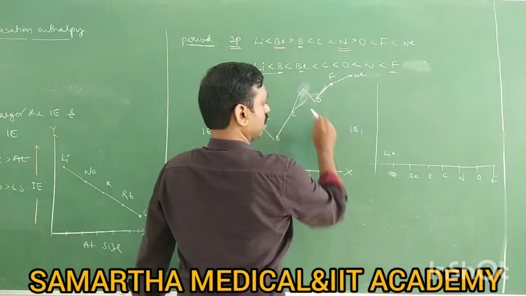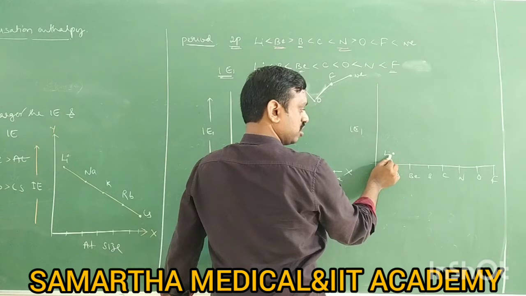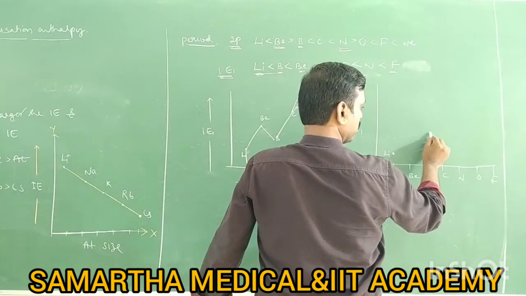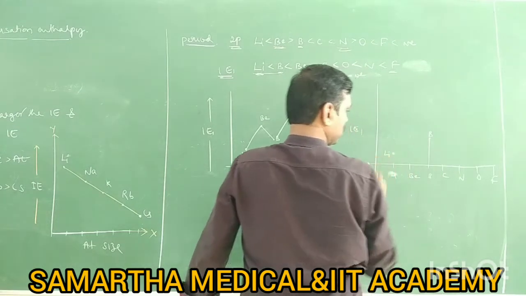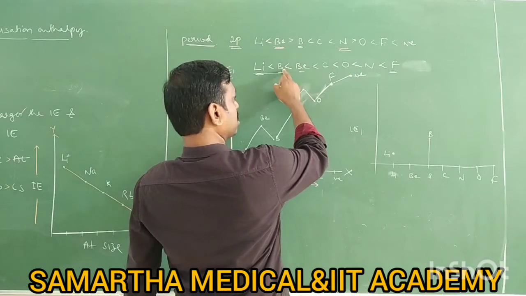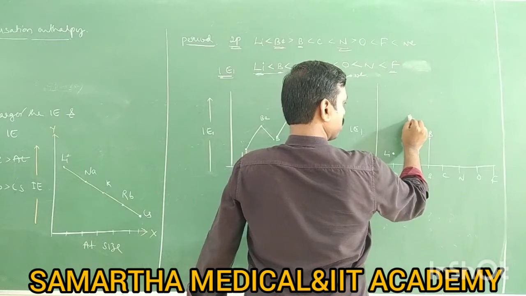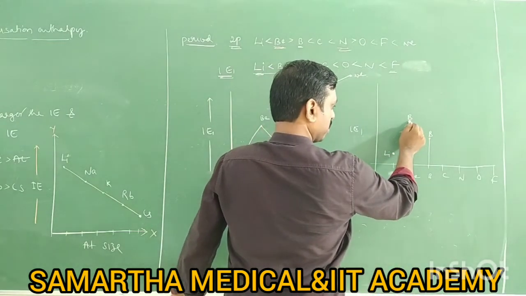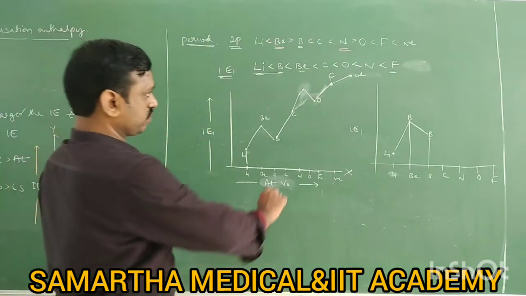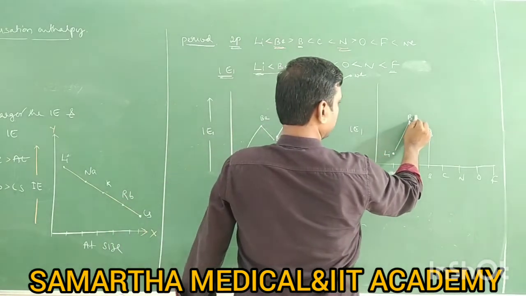Next is boron. Here boron IE should be more than this, okay. I will take it a little more, take it here. This is boron, it is lithium. Next, beryllium should be more than boron, beryllium more than boron, it means take boron here, connect it. That's it. Next, beryllium, sorry, this is beryllium, okay.